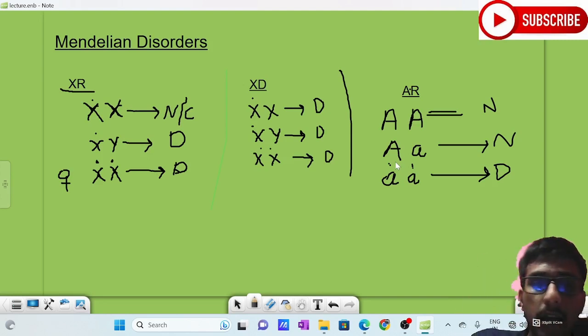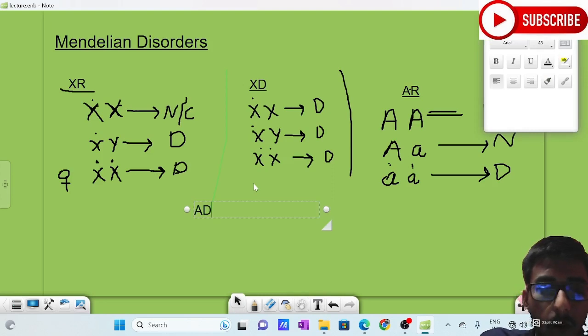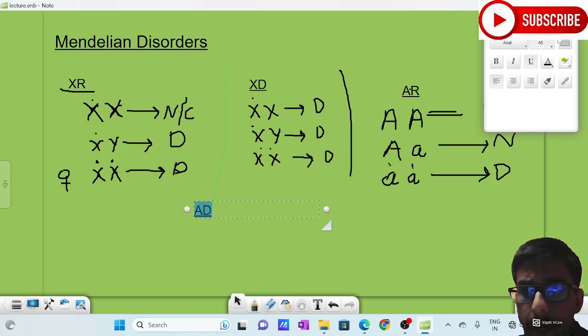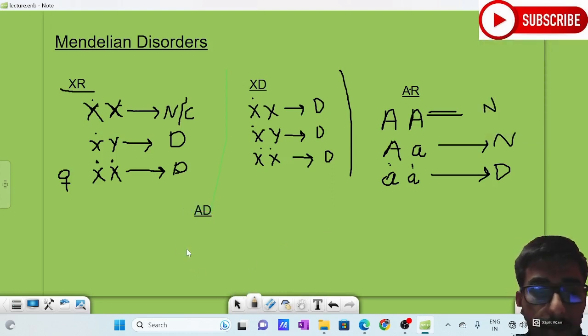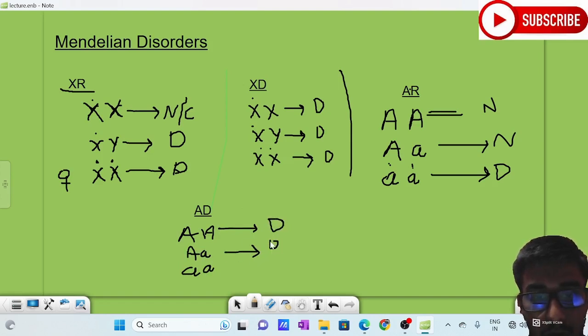Okay, so this is the case of autosomal recessive. Now the next thing is the autosomal dominant. What is the condition in autosomal dominant? In autosomal dominance, we should understand that AA, capital A, small a, and small a, small a. In autosomal dominant, the disease condition occurs in dominant form. So this is diseased, this is also diseased, and this is a normal progeny.